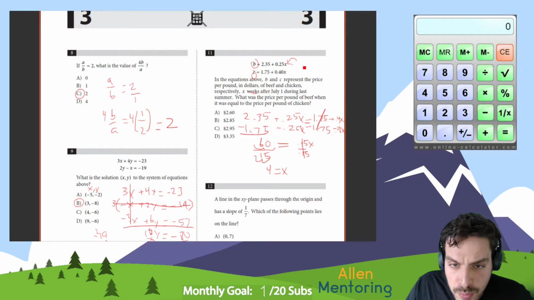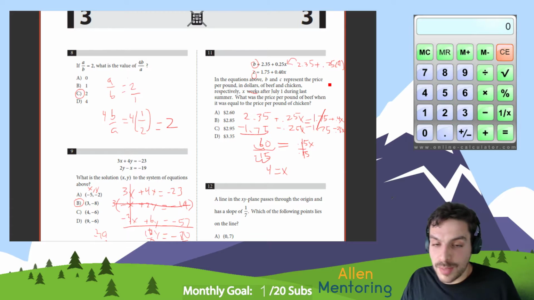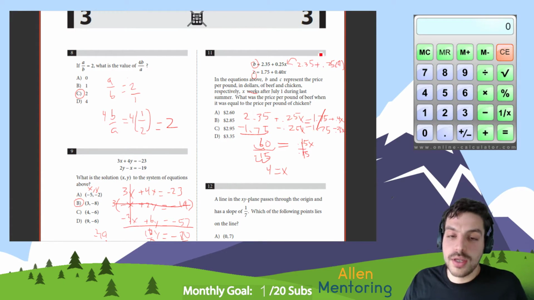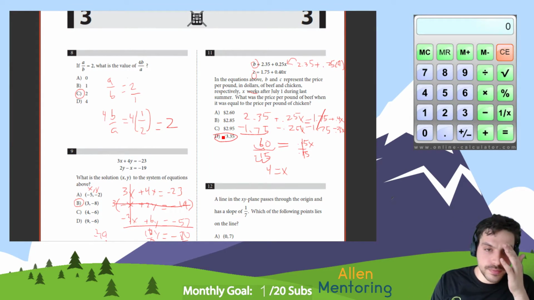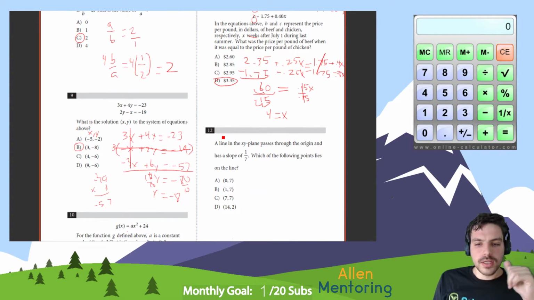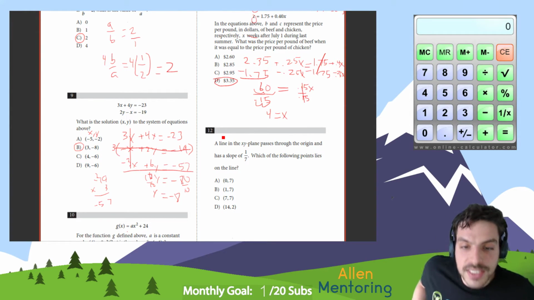So what is 2.35 plus 0.25 times 4? Well, what is 0.25 times 4? It's basically a quarter times 4, which we know is 1. So 1 plus 2.35 is, bam, D, 3.35. Very nice. Number 12. A line in the xy plane passes through the origin and has a slope of 1/7.